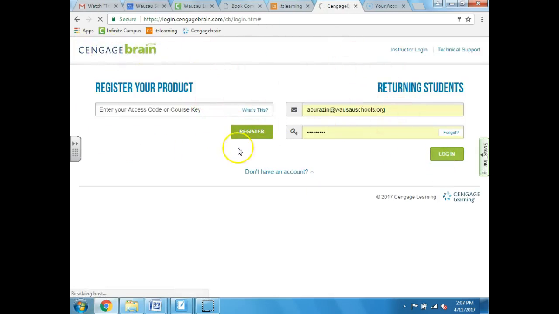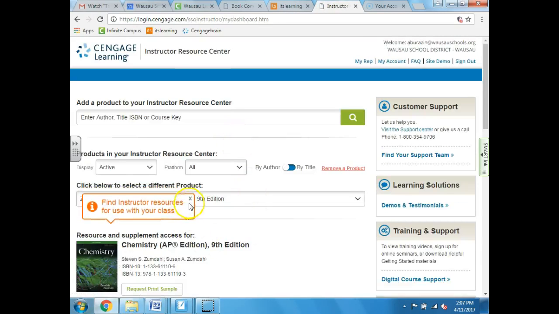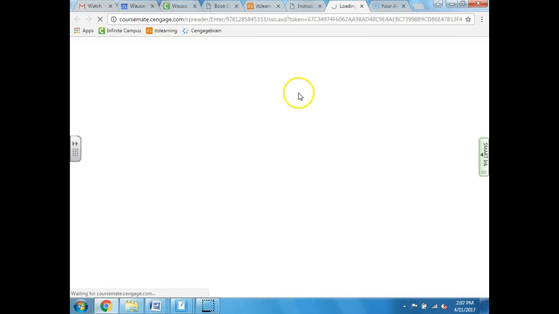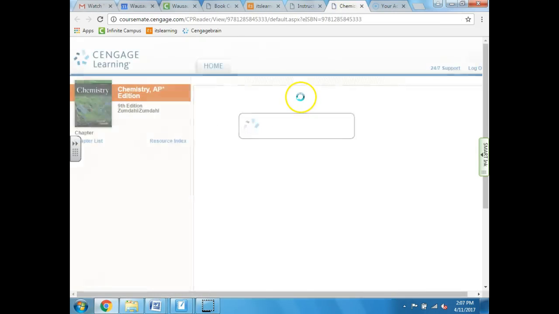If you log in with your account, you'll get to some launch page that looks like this, and you should be able to click on a link down here that's called SSO, FT5, K12, HS, AP exam, and so on. It's a weird link, okay? This is the e-book of that study book that I was telling you about. It's called Fast Track to a 5, okay? Which sounds encouraging.